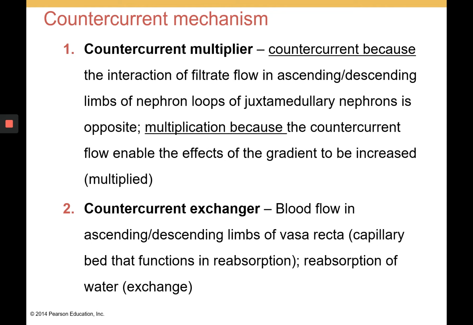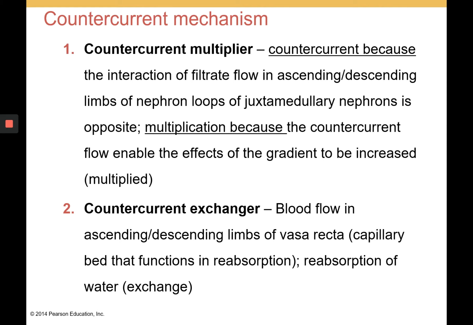So again, the countercurrent mechanism includes the tube and the blood flow. The countercurrent multiplier is another name for the filtrate flow through the nephron loop, or the ascending and descending parts of the nephron loop. It's multiplication because the countercurrent flow enables the effects of the gradient to be increased or multiplied, and the countercurrent exchanger is blood flow in the ascending and descending limbs of the vasa recta.